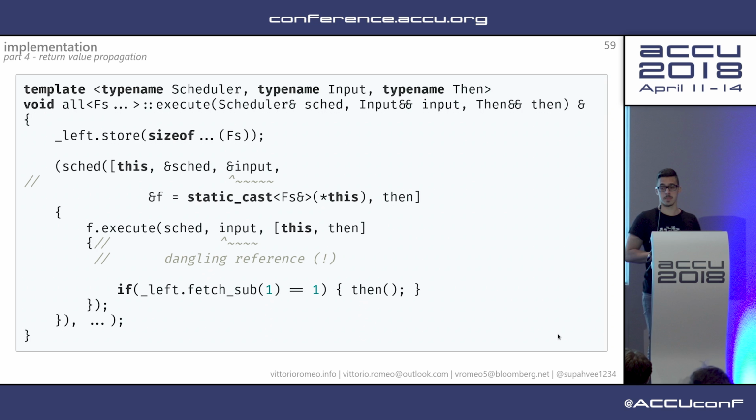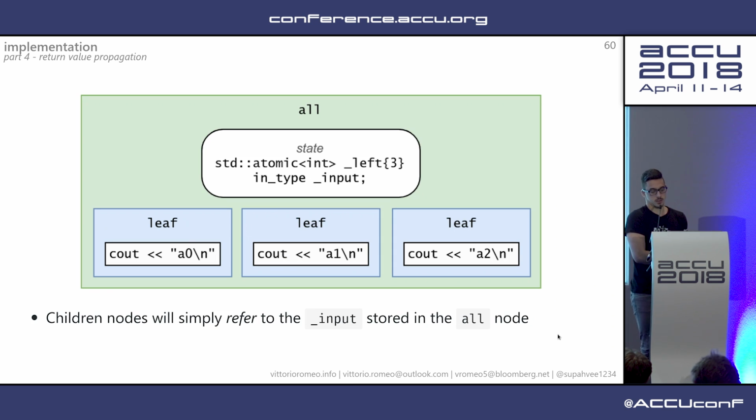Make sense? So what we do is this. We have our all node. It contains the leaves, whatever, the atomic counter. And alongside the atomic counter, it will contain the input. So what we do is we accept the input from our parent. We store it into ourselves. And then since we are guaranteed to live long enough for our computations to complete, we just provide a reference to that to our leaves.